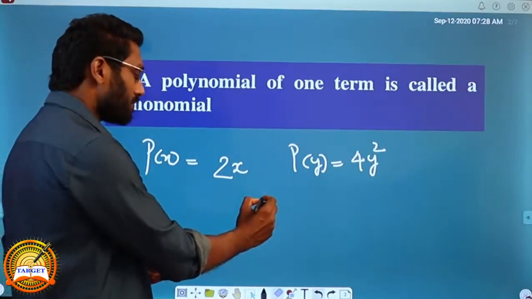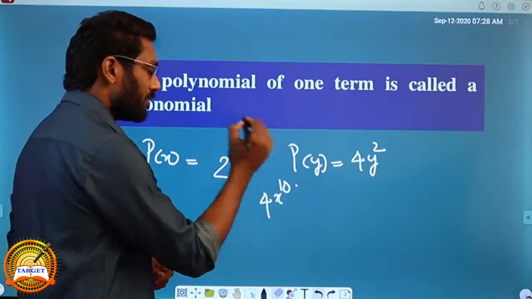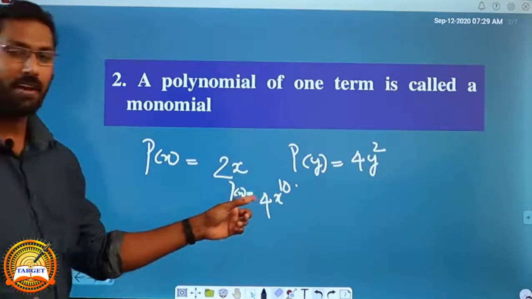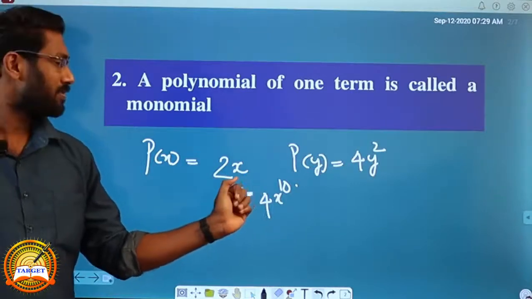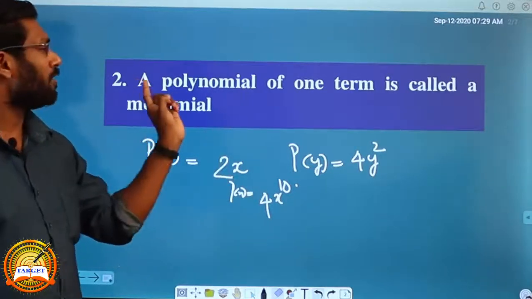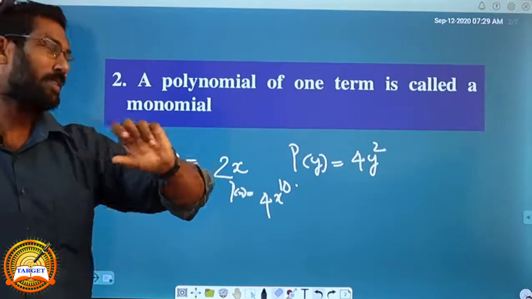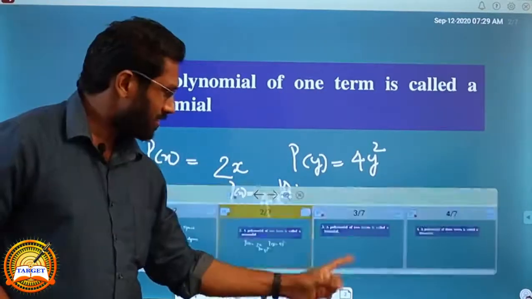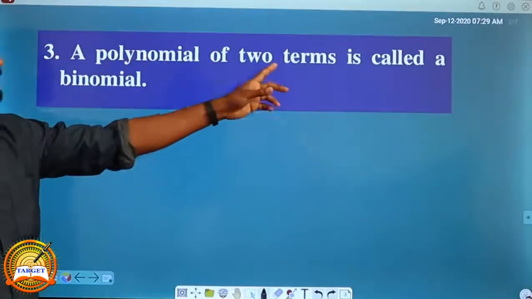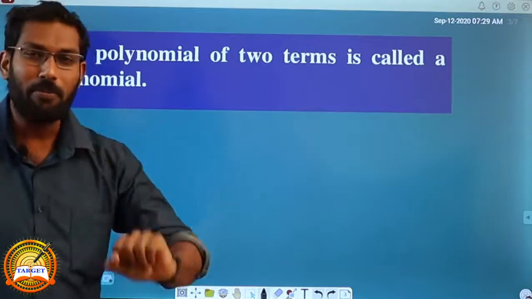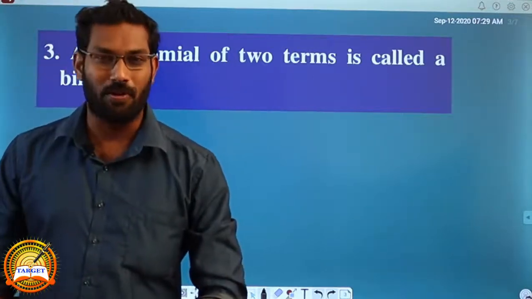Another one is 4x raised to 10. P of x equals 4x raised to 10. This is also an example for a monomial. So monomial means a polynomial of one term. A polynomial containing only one term is called monomial. Next, a polynomial of two terms is called a binomial. We studied that a polynomial containing only one term is called monomial.